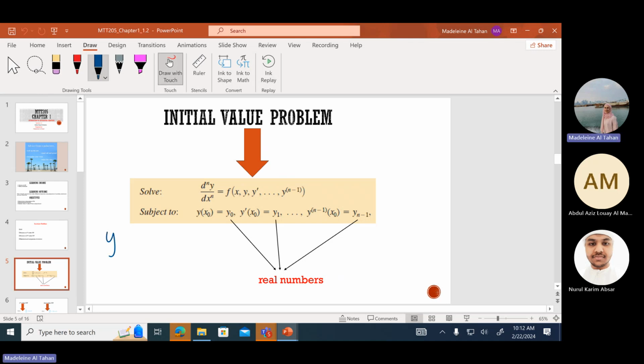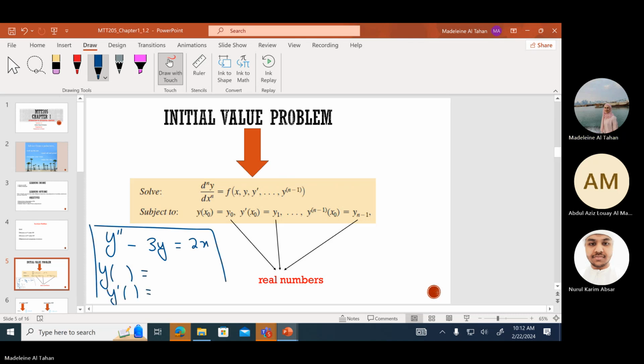Let's say it's y double prime minus 3y equals 2x. How many initial conditions do we need? 2. The initial conditions should be y of something and y prime. Suppose that I want the initial condition at 1, and I will put values, let's say here 0 and here -1. So if it's second order, we should reach y prime.